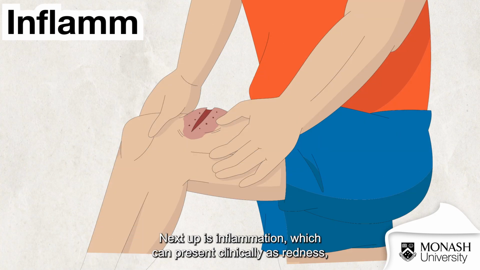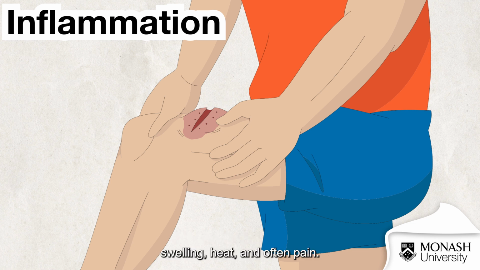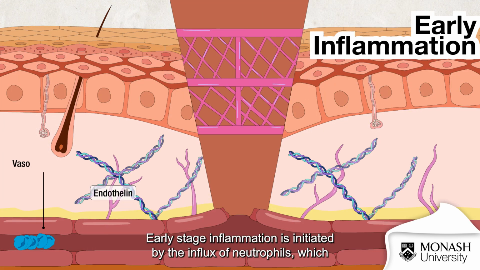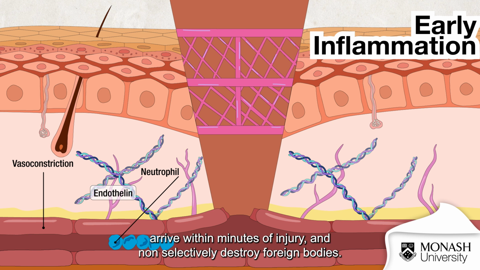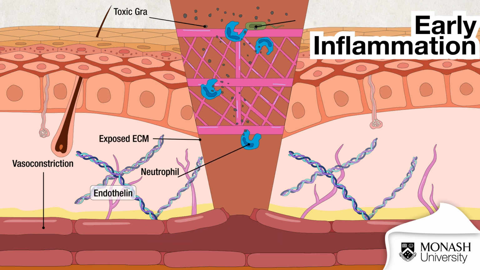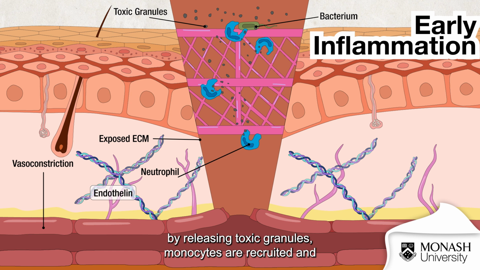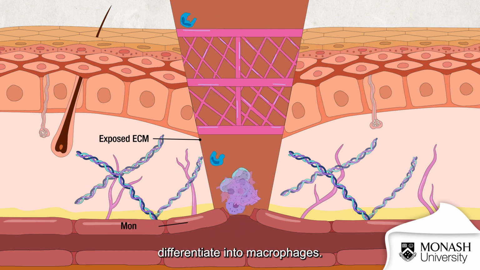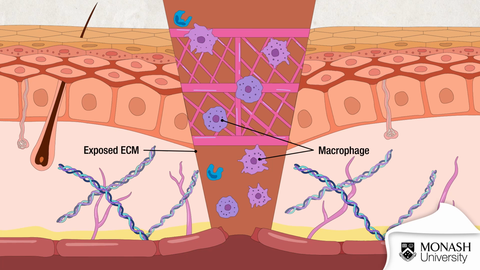Next up is inflammation, which can present clinically as redness, swelling, heat, and often pain. This stage is all about defense. Early-stage inflammation is initiated by the influx of neutrophils, which arrive within minutes of injury and non-selectively destroy foreign bodies by releasing toxic granules. Monocytes are recruited and differentiate into macrophages.